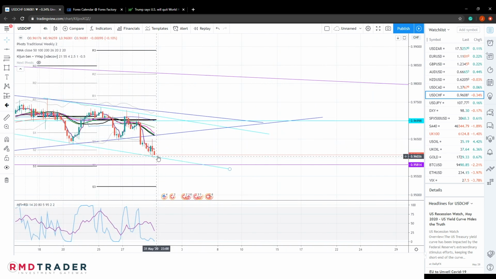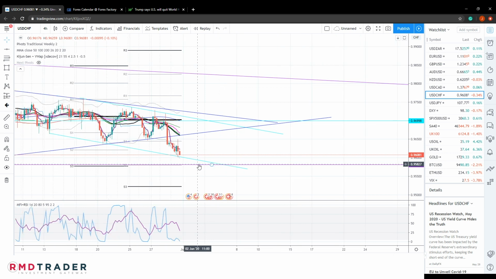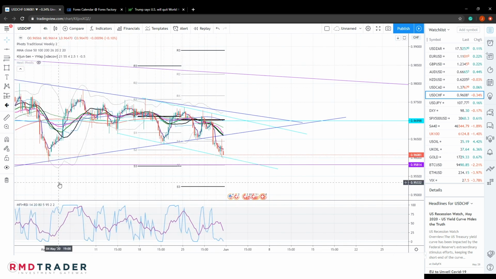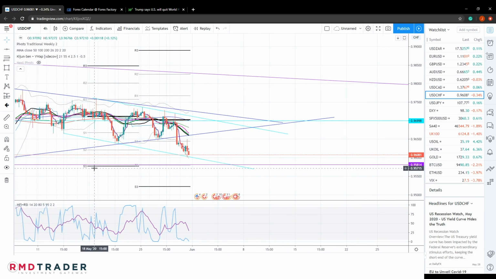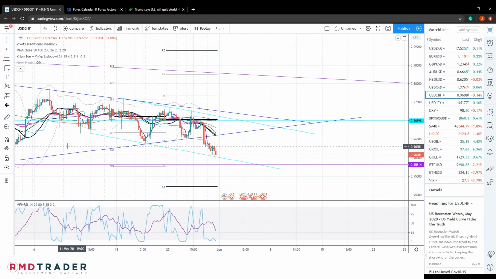So for now, I'd just say look out for a retest of this breakout level, and then perhaps further weakness towards the purple level of support sitting on 0.958. So that will definitely be my view and what I'll be looking out for on the US dollar Swiss franc.